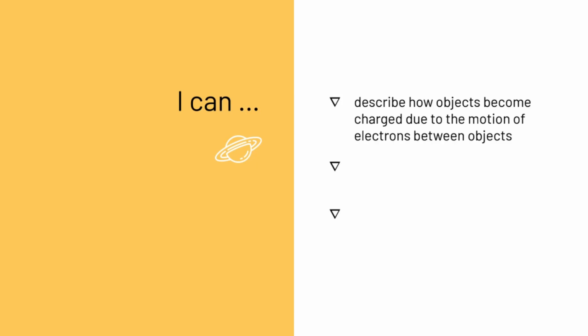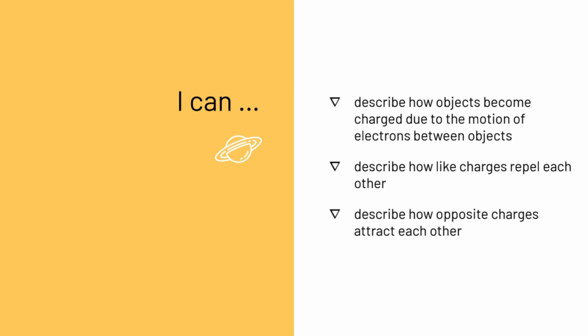The success criteria for this lesson are, I can describe how objects become charged due to the motion of electrons between objects. I can describe how like charges repel each other. And I can describe how opposite charges attract each other.